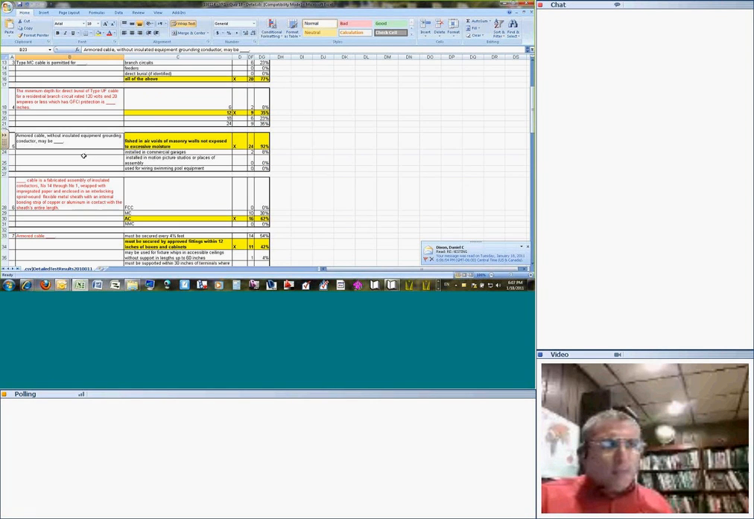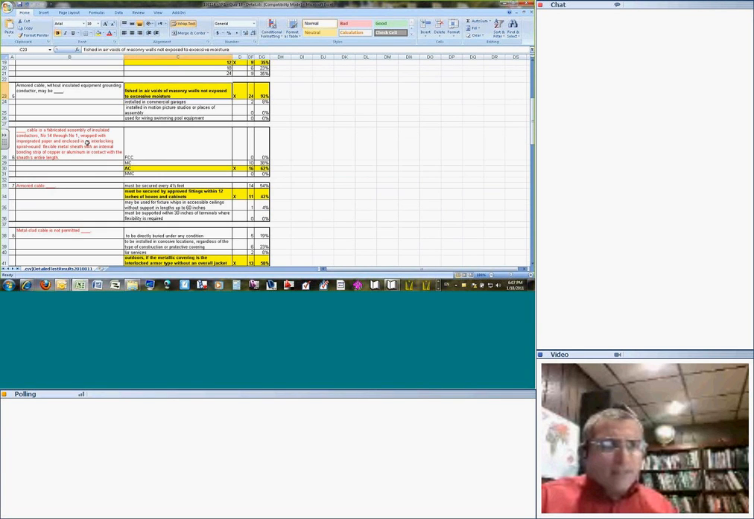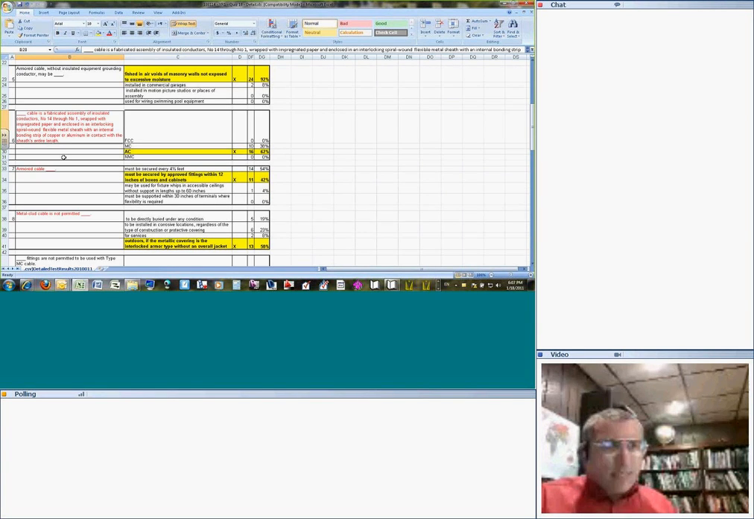Moving on into armor cable without insulated equipment and conductor. If you look at all the applications with the commercial garage and so on, it can be fished in air voids of masonry walls where there is no excessive moisture. Swimming pool, no. Picture studios, no. Commercial garages, no. So the most appropriate one, as you can see, is 8. Moving on into number 6.